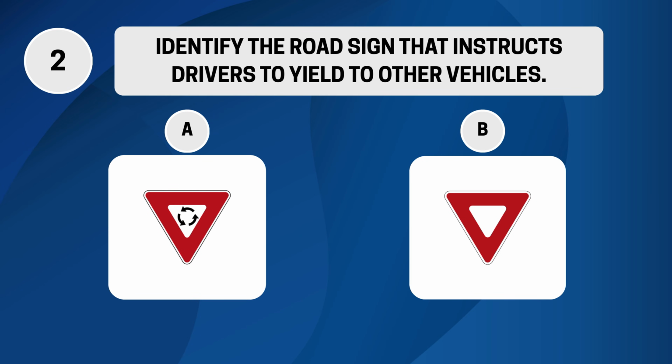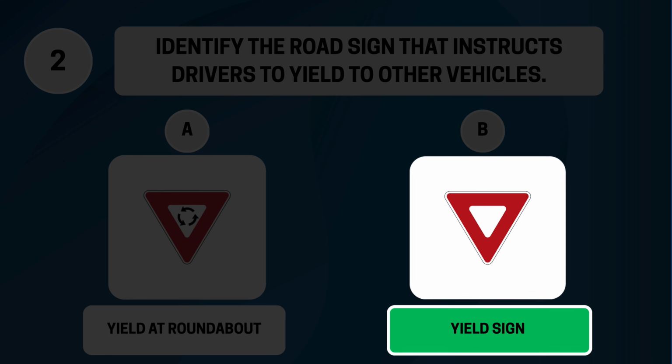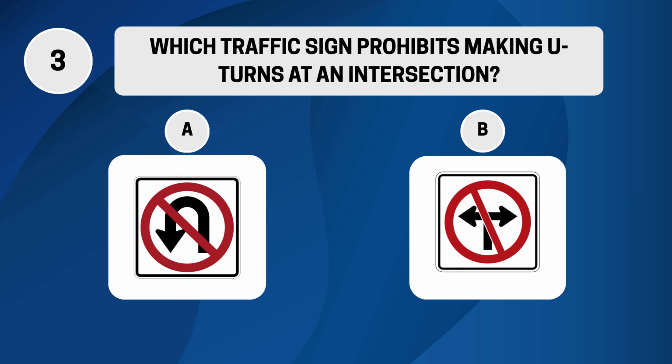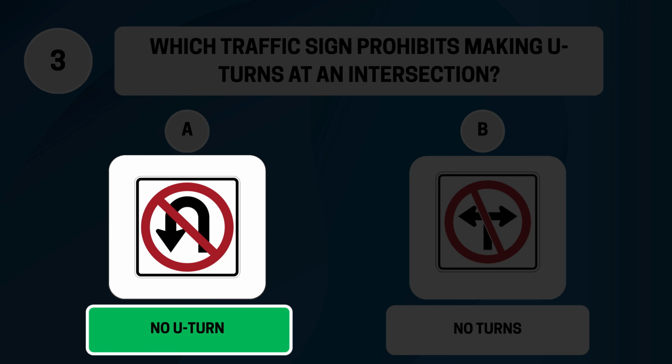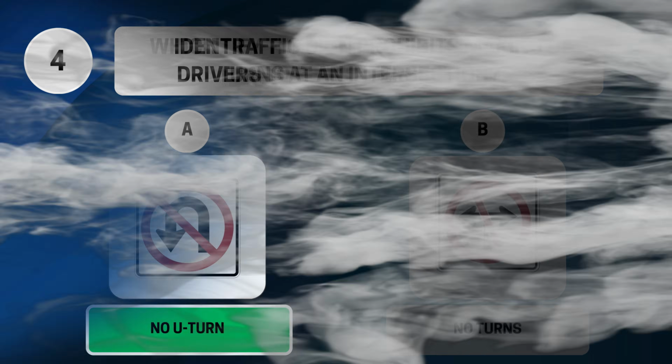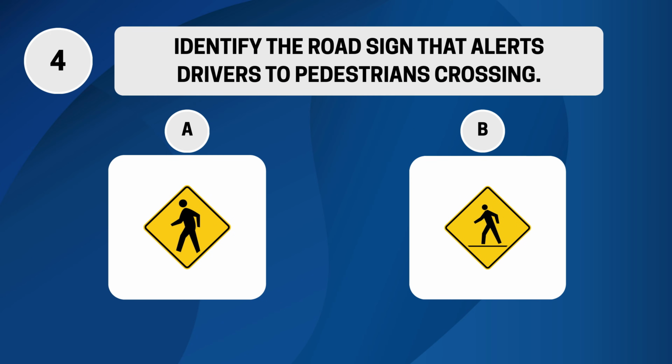Identify the road sign that instructs drivers to yield to other vehicles. Which traffic sign prohibits making U-turns at an intersection? Identify the road sign that alerts drivers to pedestrians crossing.